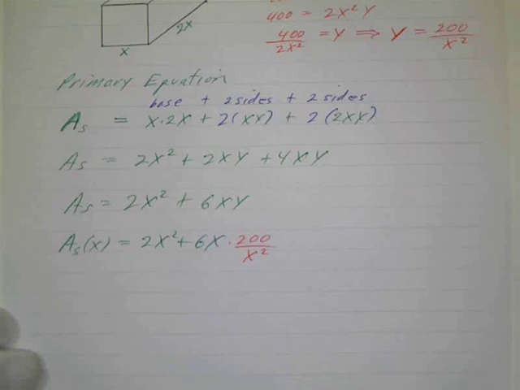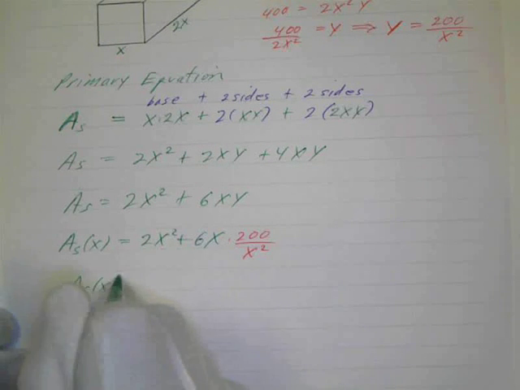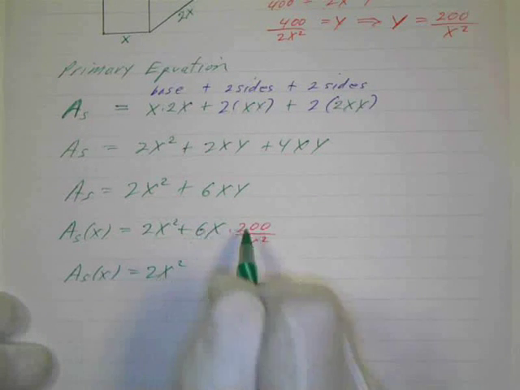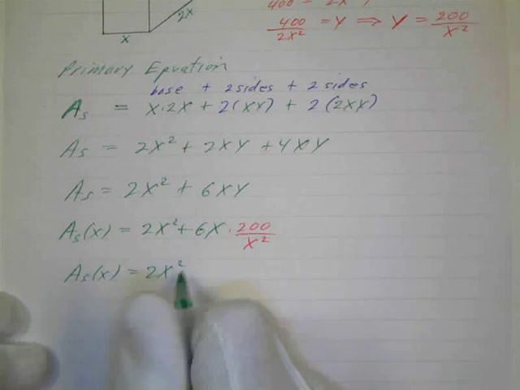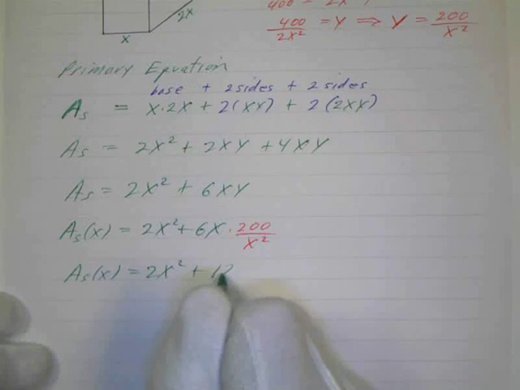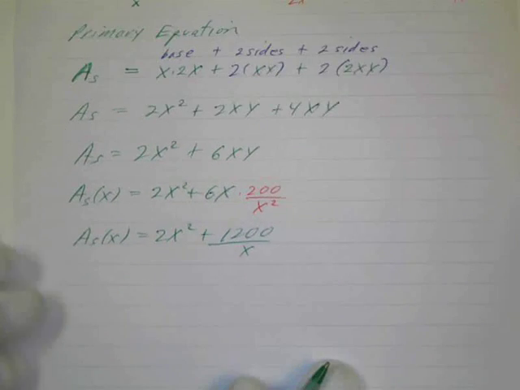And then we can simplify that some more. So we got 2x squared, and then 6 times 200 is 1200, and x goes over x squared times, so that's going to be plus 1200 over x. So we're all set and ready to take the derivative, so we'll do that.